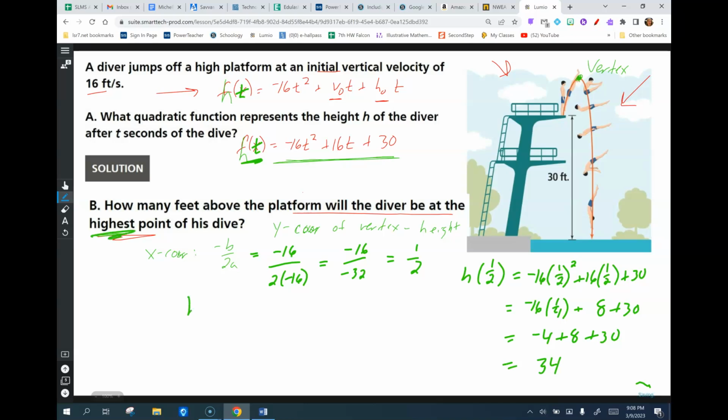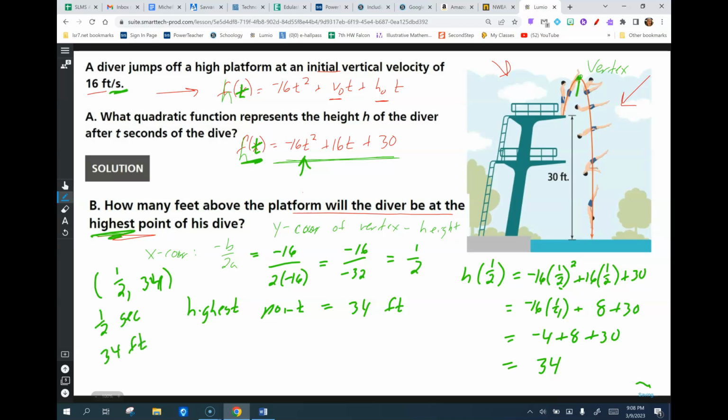So what's our highest point? Our highest point is going to be equal to 34 feet because it's the y-coordinate of our vertex. So our vertex is 1/2 and it's 34. Okay? Now what does that 1/2 mean? That 1/2 means time. We're talking about the time here. See how we plugged it in for t? So what was the time? Well, look back up here, we're in feet per second. So this is going to be 1/2 second, and we're going to be at 34 feet.